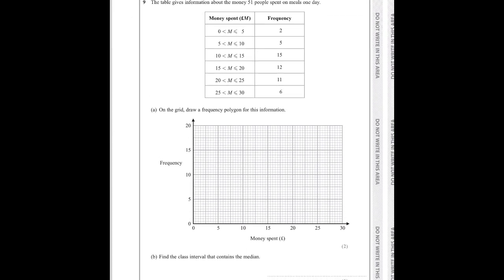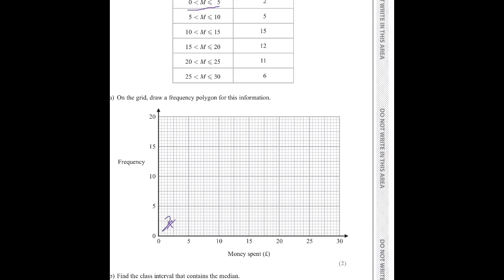Number 9, frequency polygon. Frequency polygons are easy if you know what to do. So we want to pick the midpoint of each of these as my x-coordinate, so 2.5, and the y-coordinate's 2. Careful with the scaling here, because each 10 boxes represent 5, so each unit's 2 boxes. So for the first point, I'm not accurate because it's on an iPad, so let me rub this out and make it better.